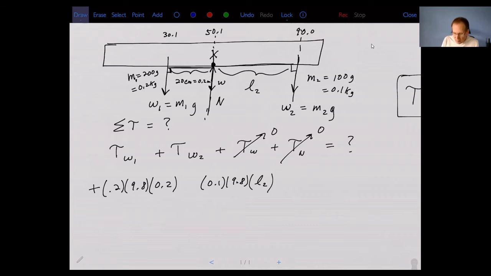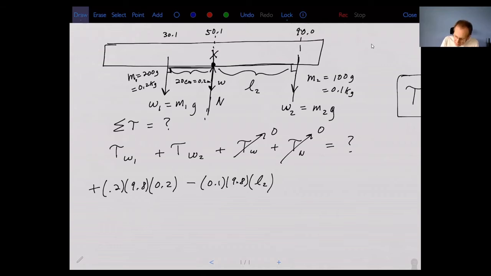Okay, so the first question is to figure out L2. Well, it's just a difference, right? It's 90 minus 50.1, and then make sure you convert that to meters. So then you can plug that in. Now, is the torque due to W2 positive or negative? Well, imagine that W2 is the only force acting. How would it rotate the meter stick? Well, it would rotate it, let's see, clockwise, right? If you were to pull down on W2, the meter stick would rotate clockwise around the point of rotation. Therefore, this is going to be negative.